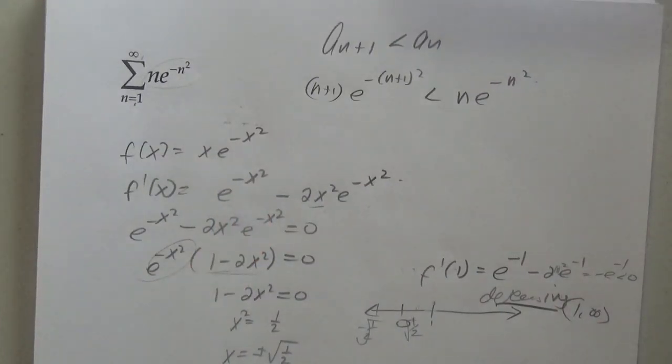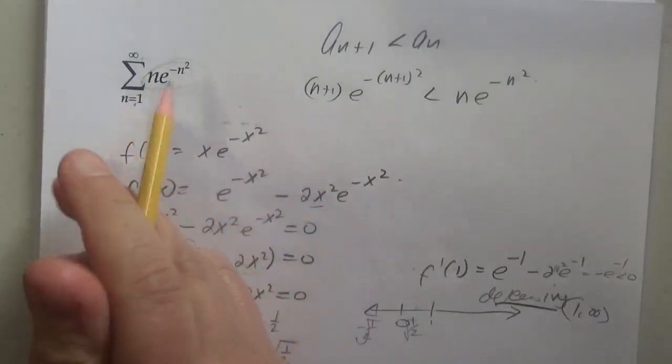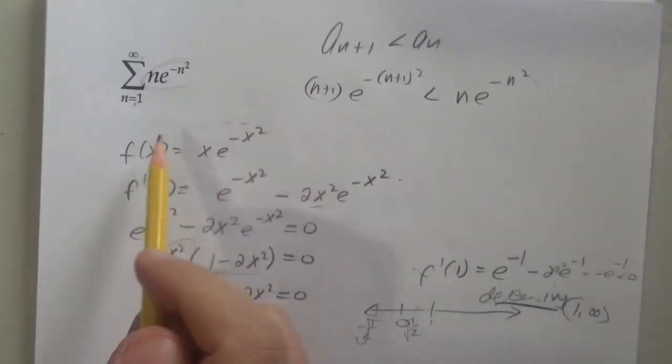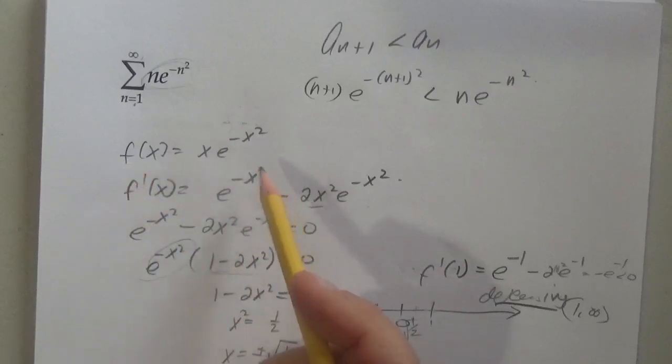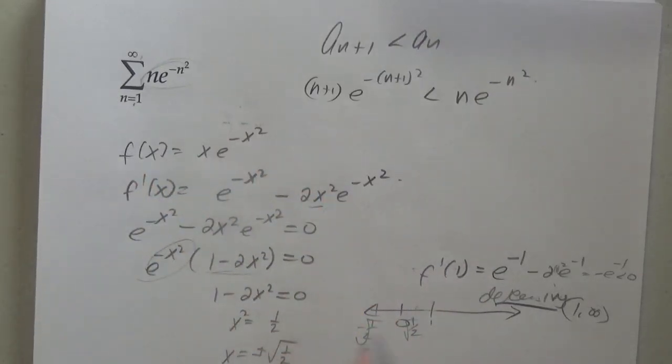Okay? So again, if it's a weird looking function, it just doesn't have n's in it, you have to do the derivative test. You have to figure out when the derivative is equal to 0, and then just do a test value that's to the right of usually 0, and then say that the series is decreasing.